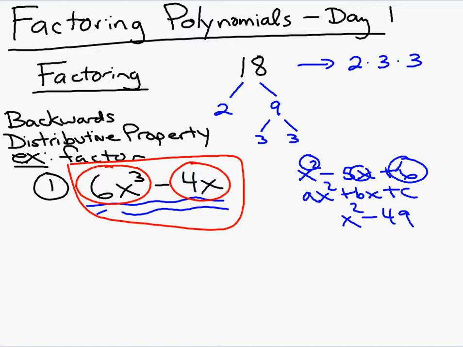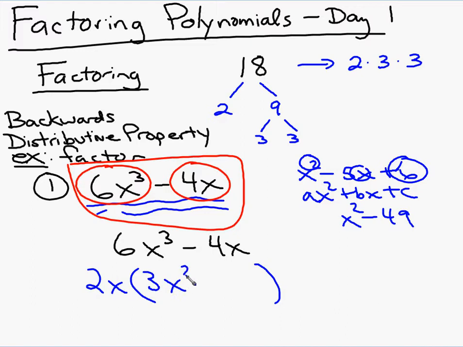So let me rewrite it now that I've doodled all over it. 6x cubed minus 4x. What we're looking for is a common factor in each term. Do you see that there's an x in both terms? And do you also see that there's a 2 in both terms? So we can pull out a 2x, and then what remains is 3x squared minus 2. Doing distributive property backwards, that problem is done.